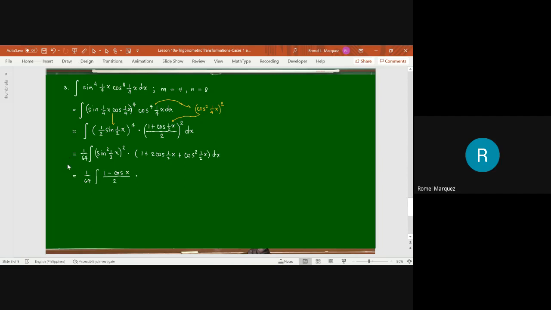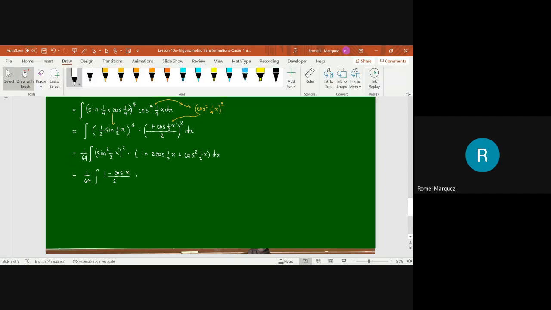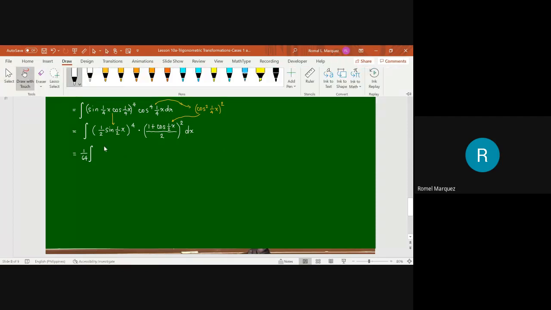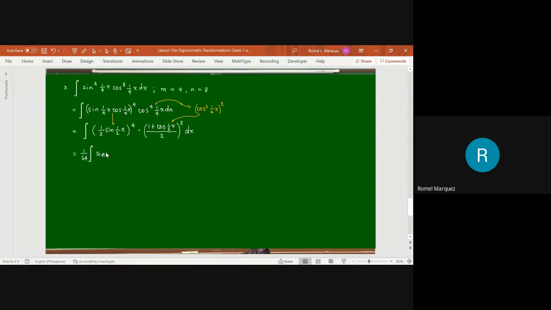Let's revise this one. I think there is a better approach than this. I will be reserving this because I'm going to expand this. Let's write that step by step. This is sine to the fourth, 1/2 x, then times the expansion. So this is when expanded. That's the expansion.